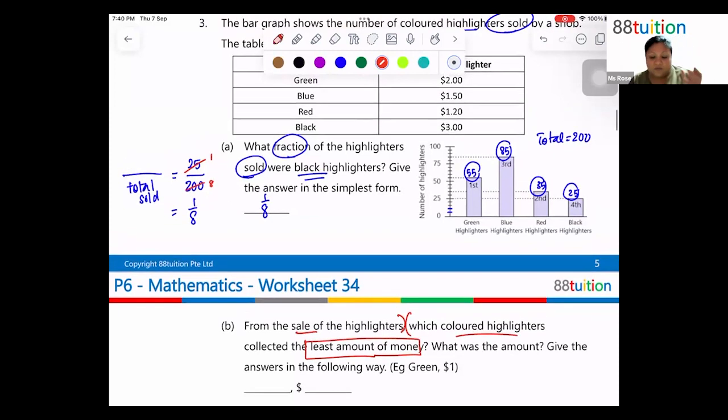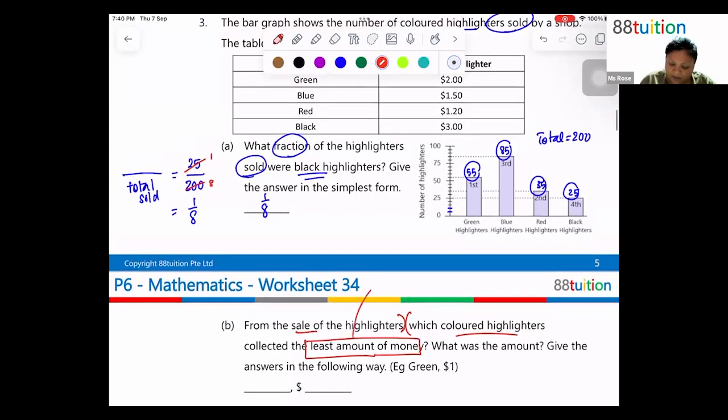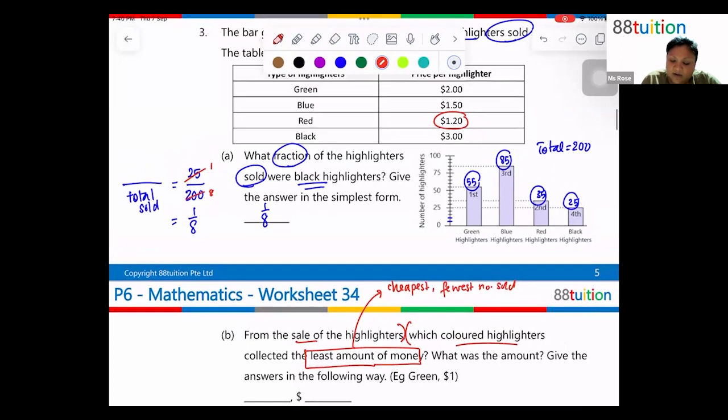So for the shop to be collecting the least amount of money, what's the condition? It must be the cheapest and the fewest number sold. So now, the cheapest is red. And the fewest number sold is between black and red. But because black is expensive, we go with red.